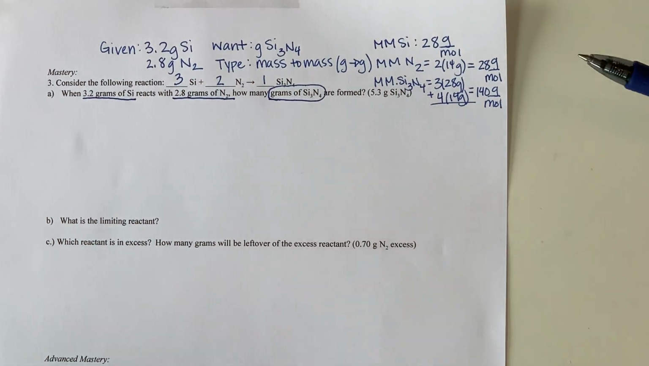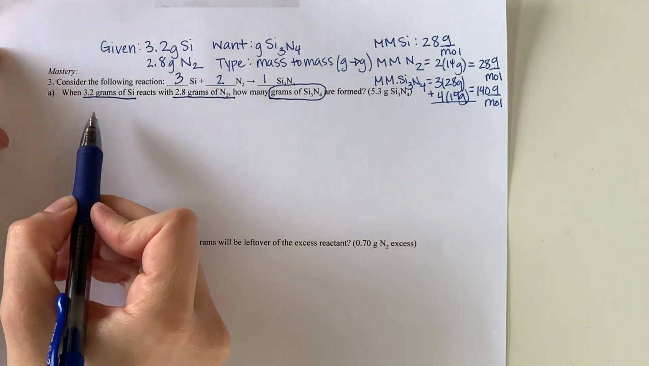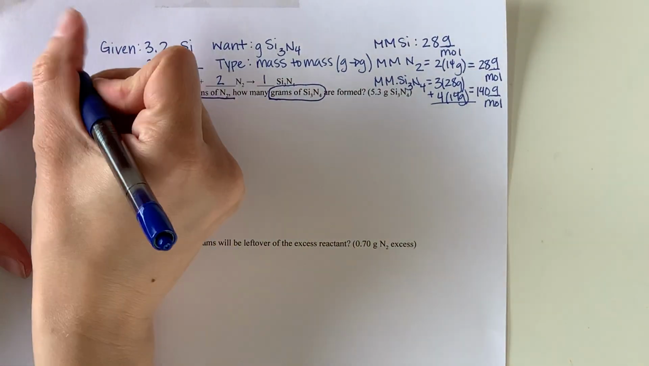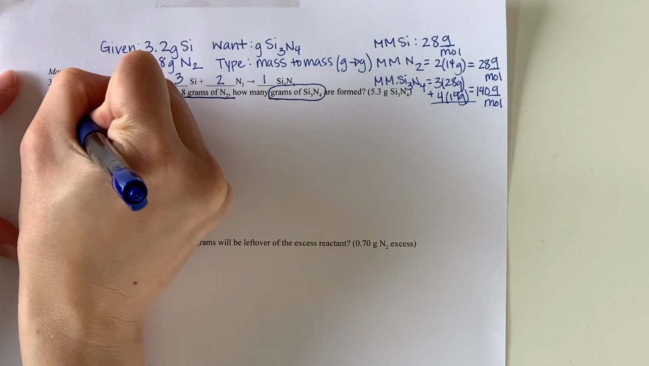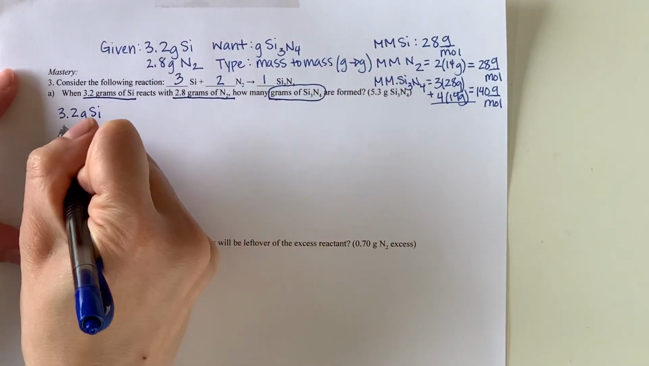And they want to know how many grams I can make. So that means one of these 2 reactants is going to limit the reaction. It doesn't matter which one I start with first, just pick one. In my instance, I'm going to start with 3.2 grams of silicon just because it's my given, so I'm going to go 3.2 grams of silicon.